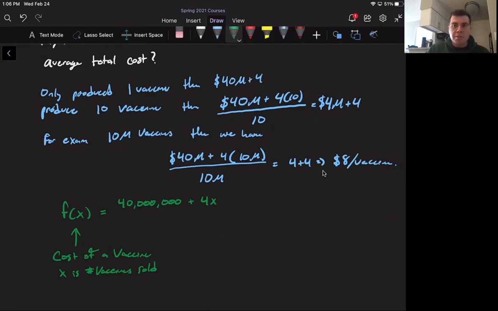It costs $4 to produce a vaccine. So if we produce x vaccines, we need to charge 4x for that. And then we'll divide by x. And this is so that we can take an average of our total cost. And so this is our function. And we can see that it's a rational function. We have a polynomial divided by a polynomial.